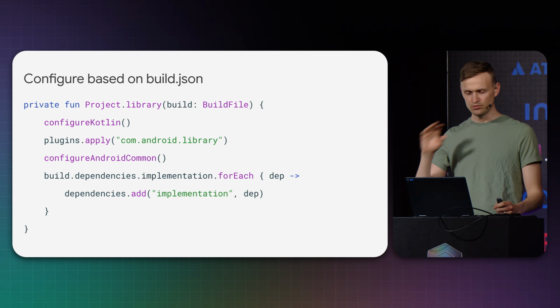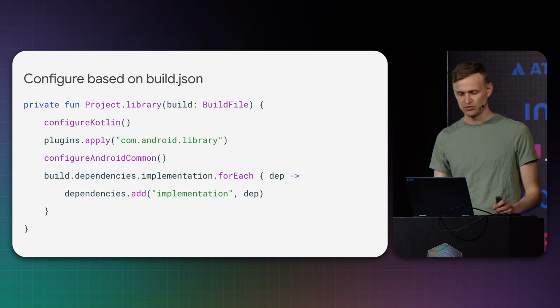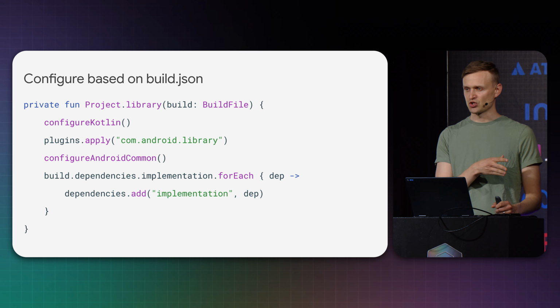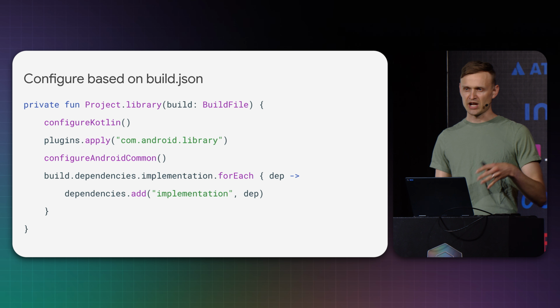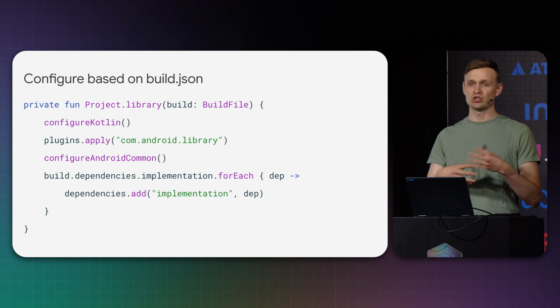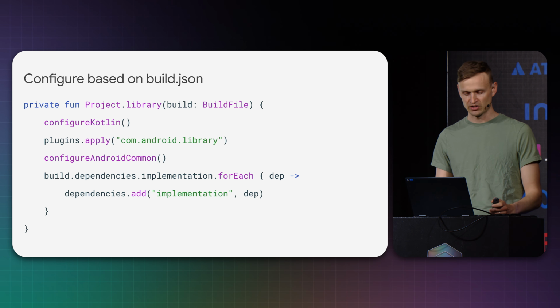If we jump in, what would it look like in the Android setup? You can, for example, configure Kotlin. You can apply the Android plugin. You can configure whatever common options. And then here, you can also add all of these dependencies from the JSON file where the user defined them into the actual dependencies in the configuration that's called implementation. So users don't directly interact with that configuration, and thus they're not able to make changes that they're not expected to.